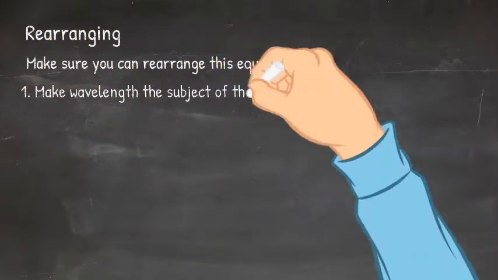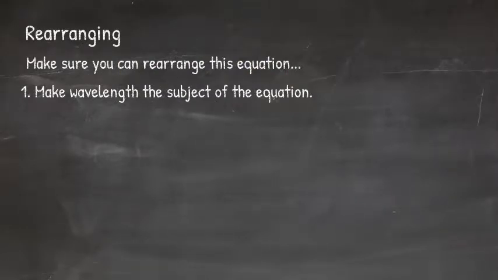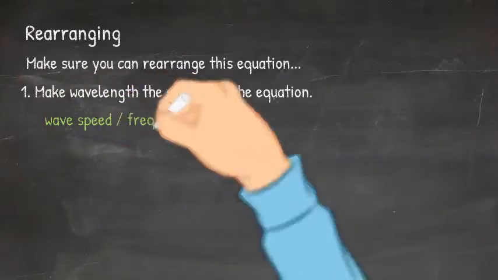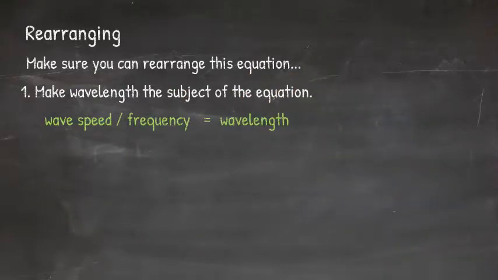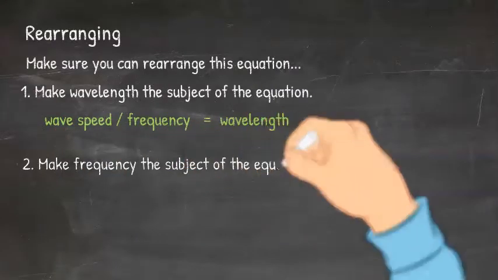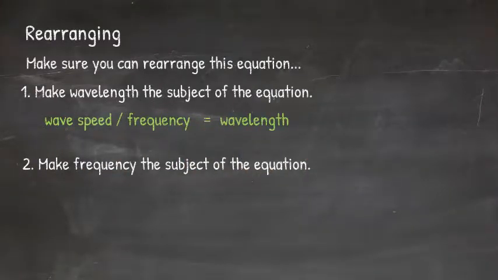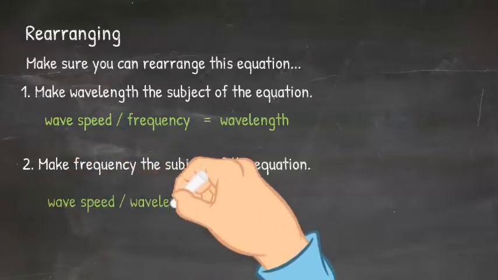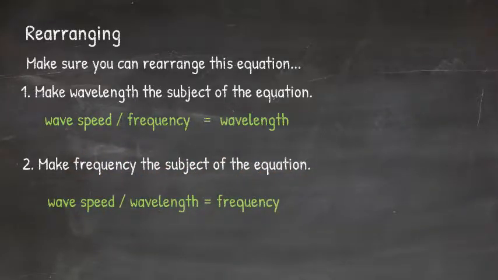Can you rearrange this equation to make wavelength the subject? So wavelength is equal to wave speed divided by frequency. Can you rearrange it to make frequency the subject of the equation? Frequency is equal to wave speed divided by wavelength.